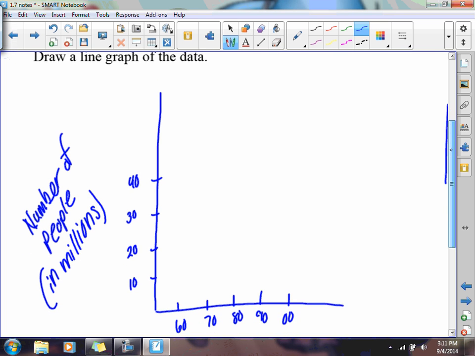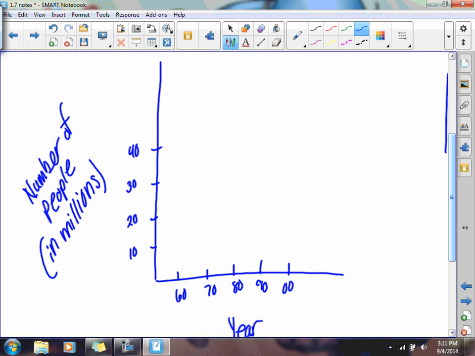And then to make a line graph instead of a bar graph, I'm going to plot points where each of the pieces of information is. So in 1960, there were 17.4 million people. So instead of drawing a bar, at 1960, I'm going to go up to about 17.4 and put a little dot. In 1970, there were 21.4, so I'm going to go just a little bit past 20 and put a dot. In 1980, there were 27.8, so I'm going to go almost up to 30, but not quite.